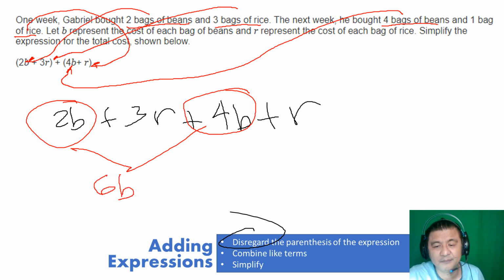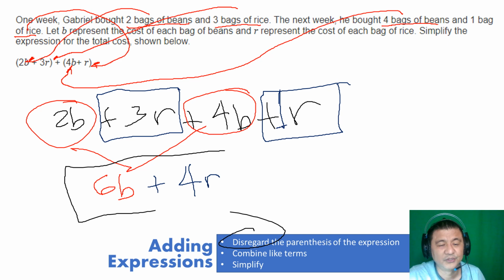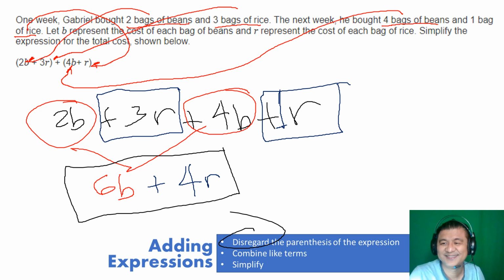What else can I combine? 3R and R. Remember, there's a hidden one there. 3 plus 1 is 4, 4R for rice. Okay, can I still combine that? No more. So that's your answer.